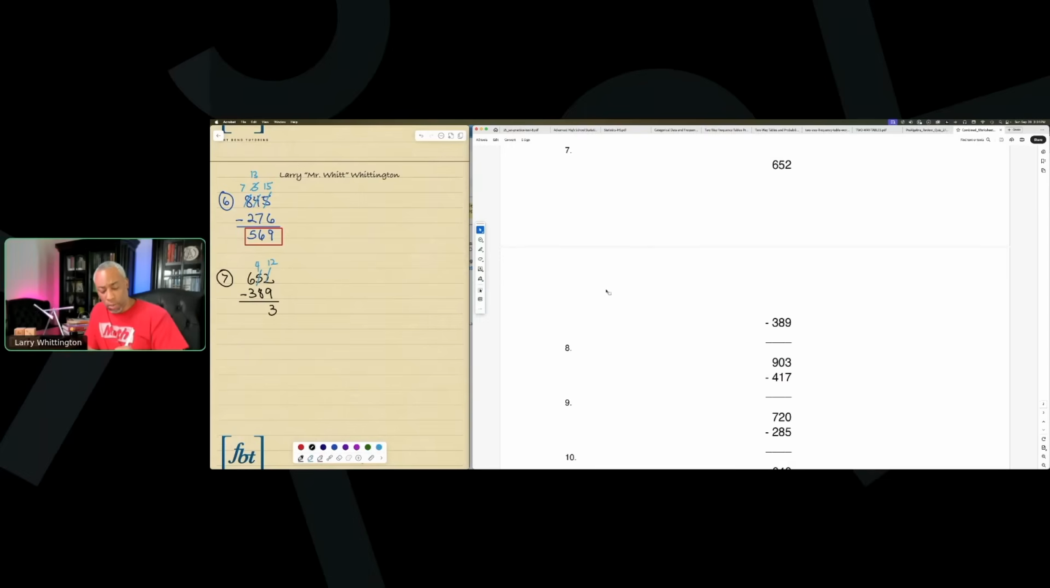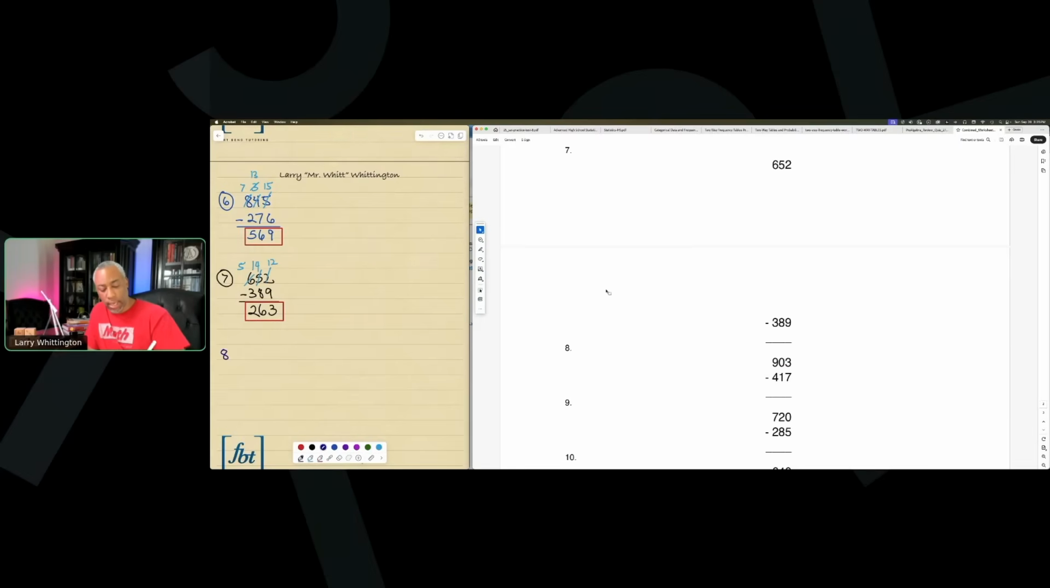And then we'll need to borrow from the 6 to make it a 5. Adding 10 to the 4 gives us 14. 14 minus 8 was that, it's 6, right? And then 5 minus 3 gives you 2. So your answer here is 263. 263 for that one. All right.